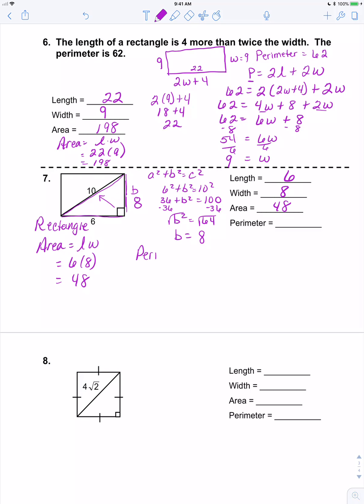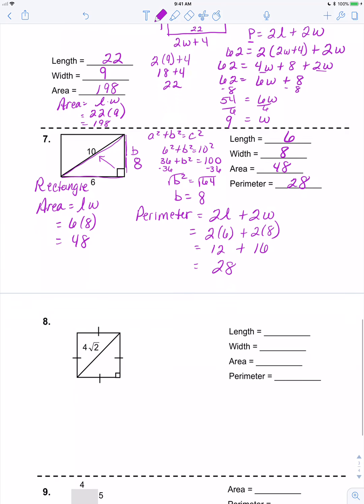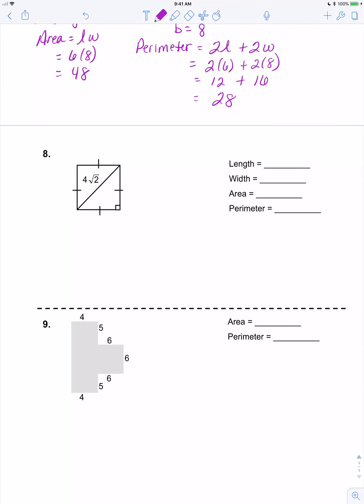Remember, the perimeter is 2 times the length plus 2 times the width. We know our length was 6. Our width was 8. So 2 times 6 is 12. Plus 2 times 8 is 16. So that adds up to 28 for the perimeter. Okay, I think we have a couple more quick examples here.